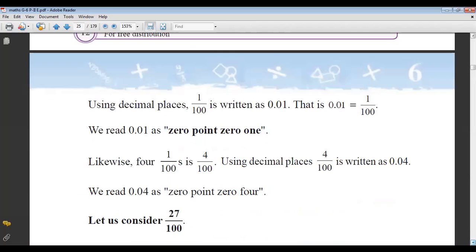So using decimal places, 1 out of 100 is written as 0.01. Now we can see this here. 1 out of 100 means how many zeros are there? 2 zeros are there, right? So 2 zeros are there, then that means 2 decimal places have to be there. So then we can write 1 here.